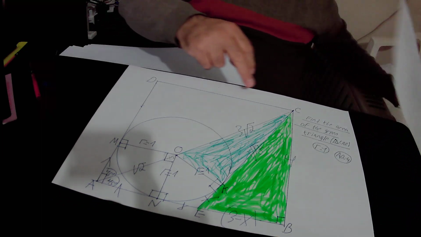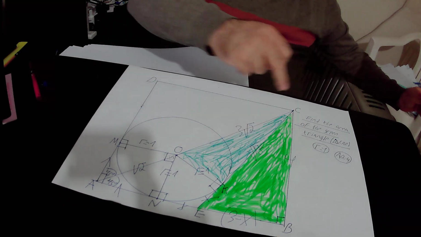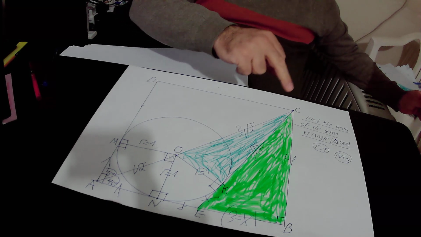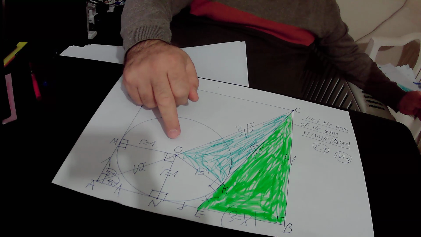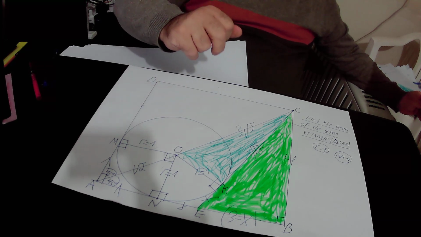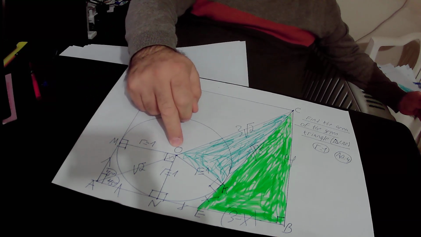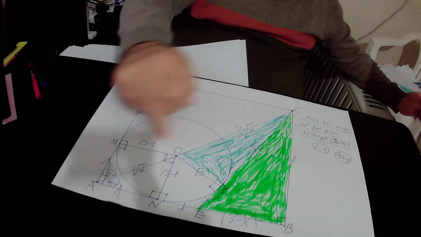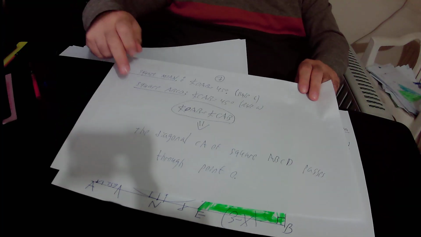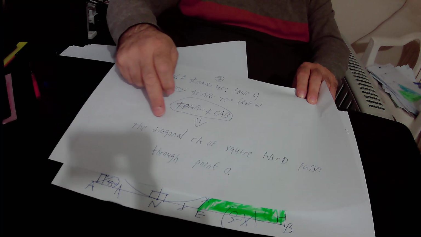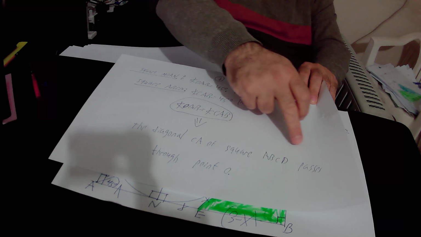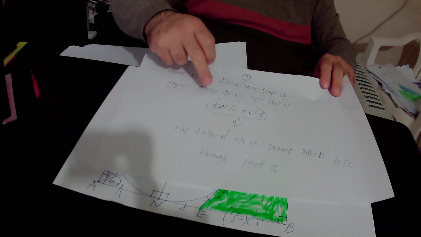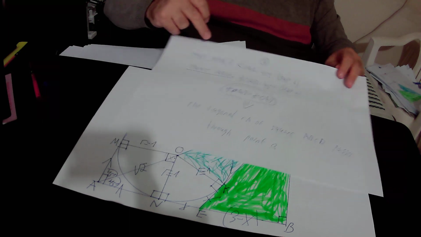And from the fact that angle OAB equals angle CAB, we conclude that the diagonal CA must pass through point O. Diagonal CA passes through point O, otherwise angle CAB will never be equal to angle OAB. Okay, our conclusion is that the diagonal CA of square ABCD passes through point O, otherwise angle CAB will never be equal to angle OAB.